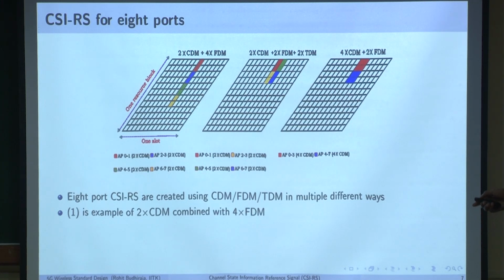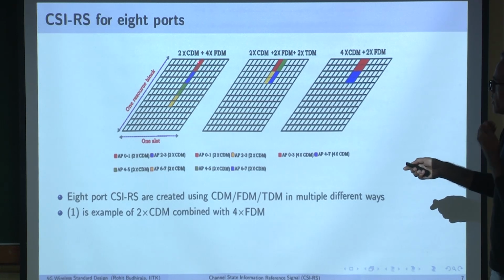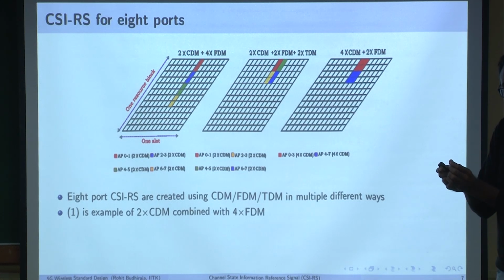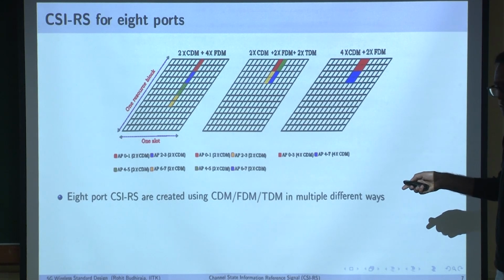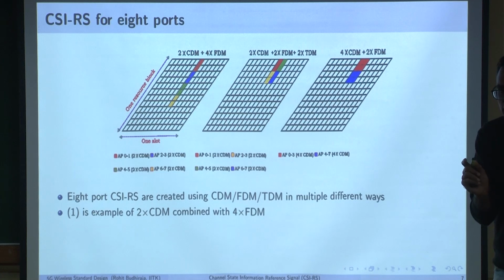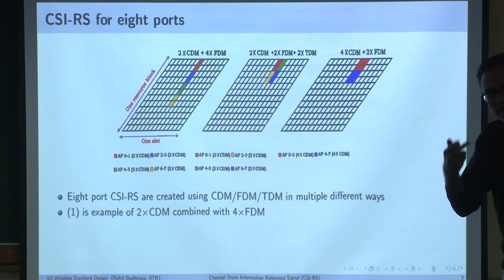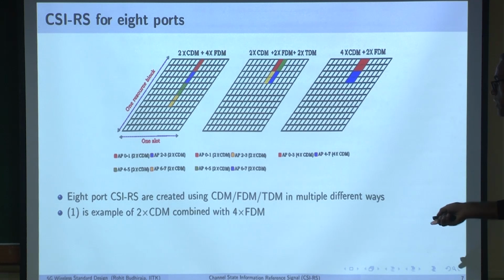What are we saying over here? Why am I saying CDM? Look at this 2 CDM. This is 2 port. I'll use 2 length CDM code over here, and I'll be able to create 2 port CSI-RS like I created in the last slide. How many resource elements did I use? I used only 2 resource elements, and I created 2 ports. So these red resource elements are going to give me 2 port CSI-RS. But what about the rest of the 4 ports?